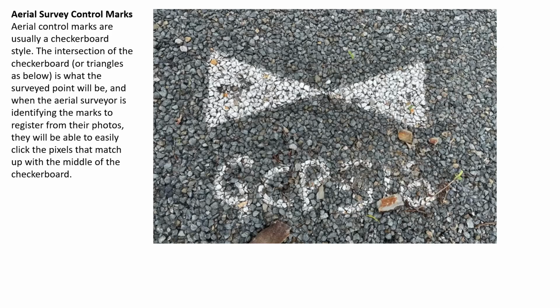And another kind of survey control marks are aerial survey control marks. Aerial control marks are usually checkerboard style. The intersection of the checkerboard or triangles as below is what the surveyed point will be, and when the aerial surveyor is identifying the marks to register from their photos, they will be able to easily click the pixels that match up with the middle of the checkerboard.